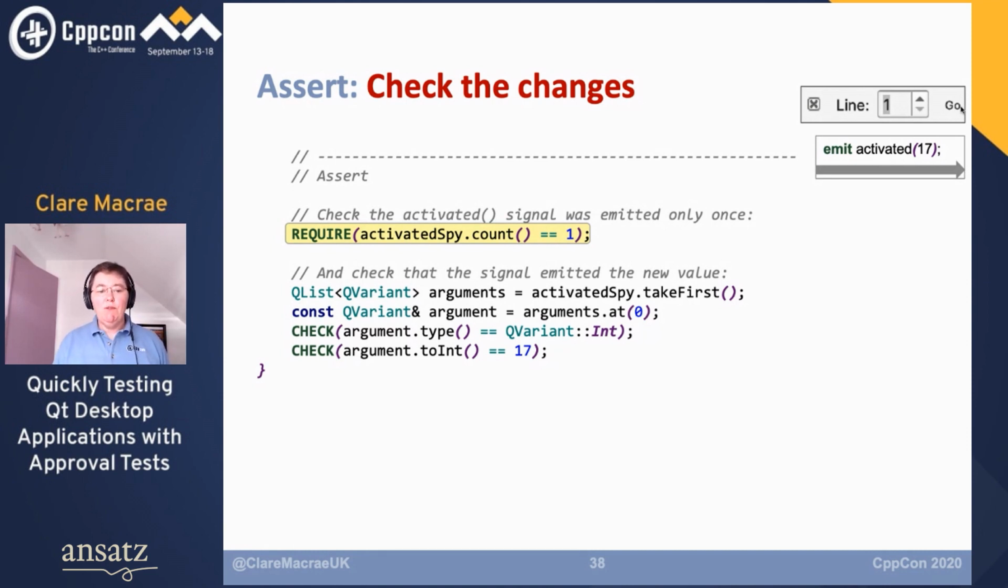A common cause of errors in Qt code is signals being not emitted or emitted too many times. So we're checking it's only emitted once. So this would be a valuable test to keep. And then we want to test that the value in the signal was 17. I'm not going to go through that boilerplate code. In practice, you would hide it behind a helper function.